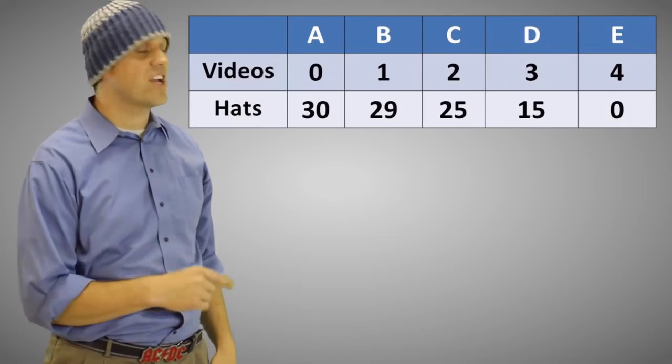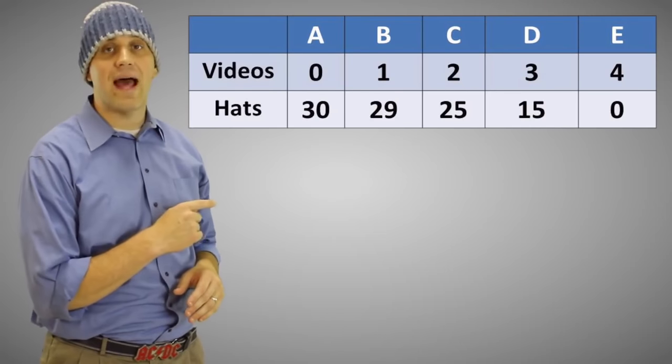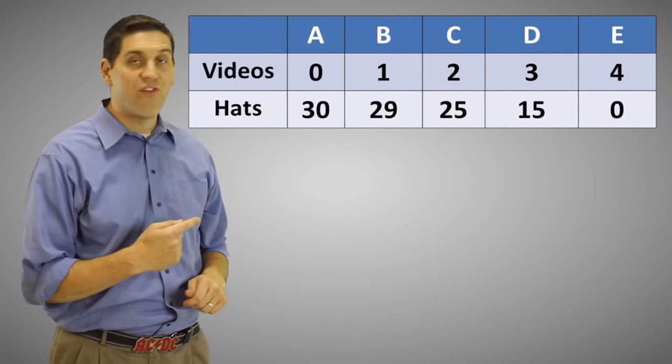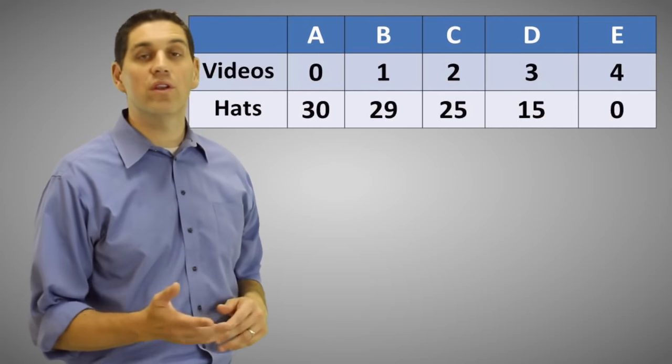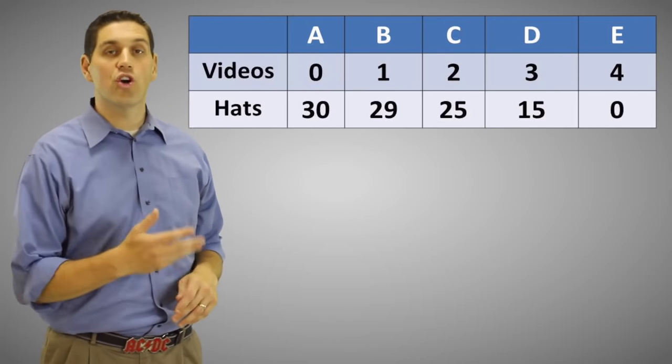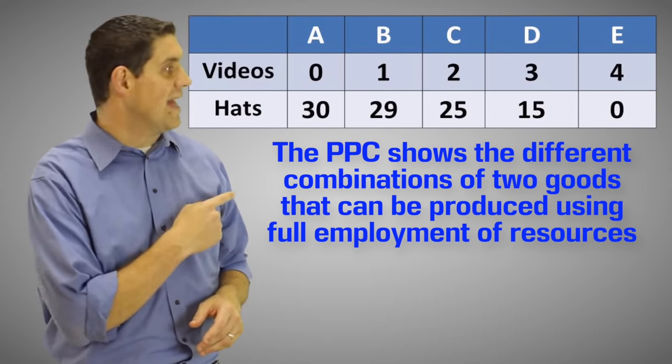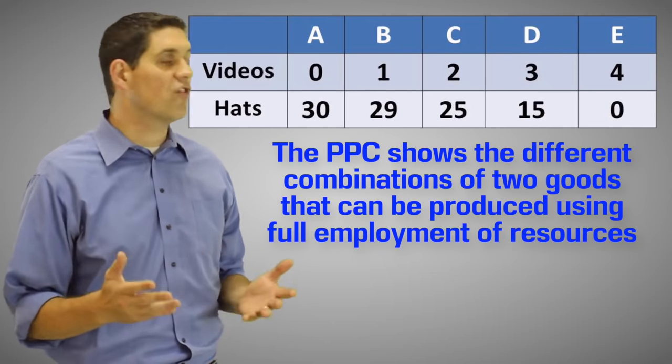As you can see from the chart, if I spent all my time working on hats, I could produce 30 hats in a week. If I spent all my time and resources making econ videos, I could make 4 videos. But as you can see, I wouldn't be able to make any hats. So this chart shows my production possibilities. It shows me the different combinations of hats and videos that I could make using all of my resources.